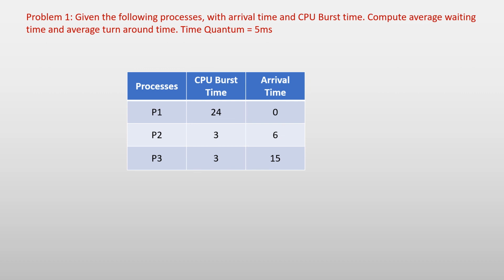I think you all can solve this problem. I'll give you a few minutes to solve it and then take it up for explanation. The time quantum given here is 5 milliseconds, the CPU burst times are 24, 3 and 3, and the arrival times are given. Since arrival time is given, you have to consider the processes based on their arrival times. Let's see the solution.